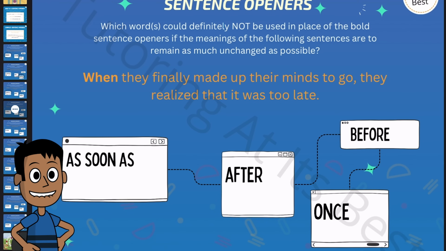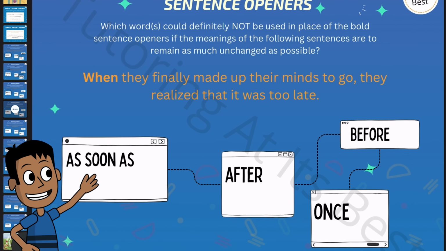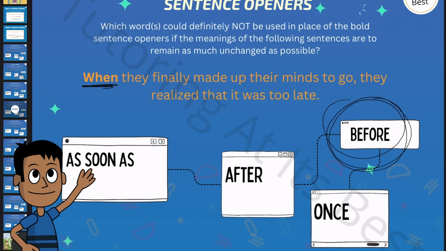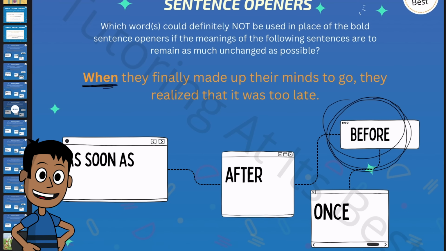So once again, we're looking for the words that cannot be used in the place of when. And for that, it's going to be the word before. So, before they finally made up their minds to go, they realized that it was too late. So this cannot be used, and that's our answer. So I hope you can understand the different sentence openers and what works and what doesn't.